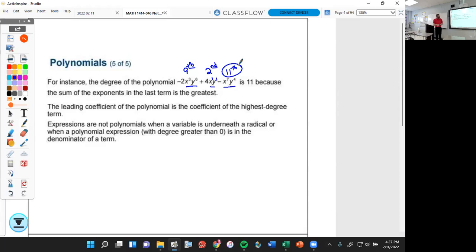The leading coefficient of a polynomial is the coefficient of the highest degree term. So again, back on this polynomial, because this term right here is the highest degree, if we want to talk about the leading term or the leading coefficient, we have to ask what is the number in front of x to the 7th, y to the 4th. And in fact, in this case, it is simply a -1. So the leading coefficient for this particular problem is -1.